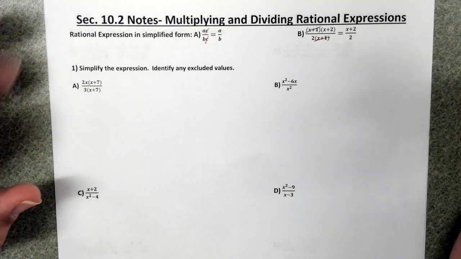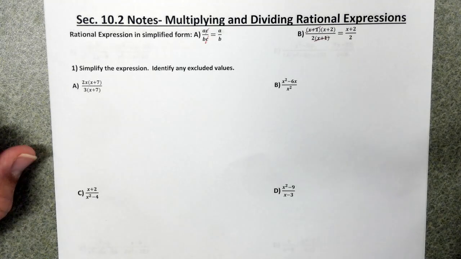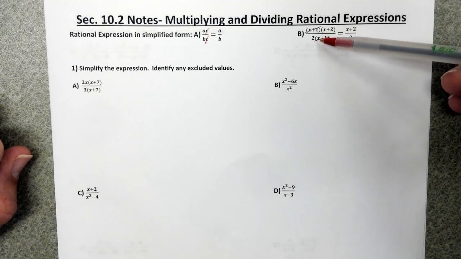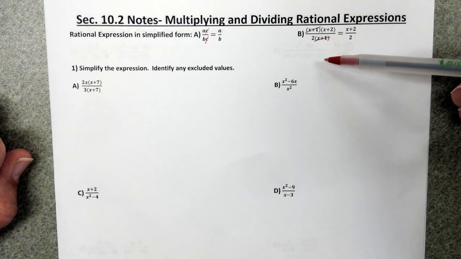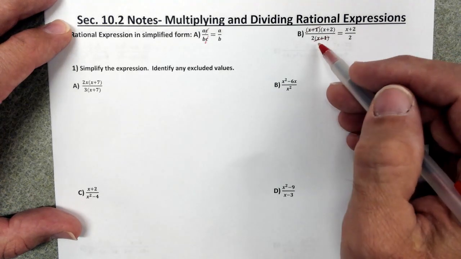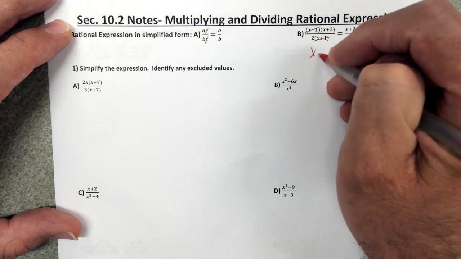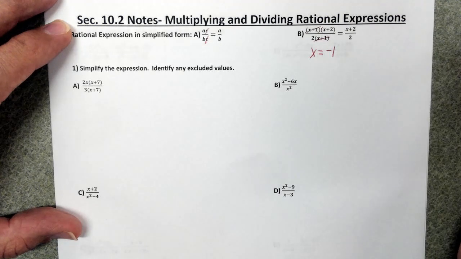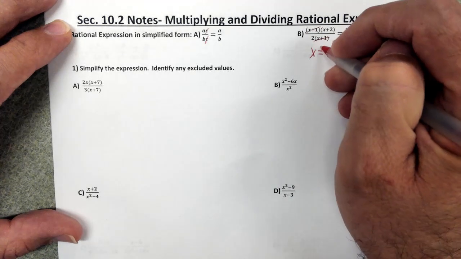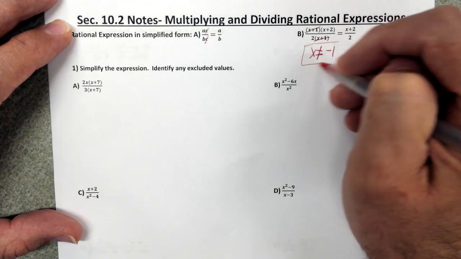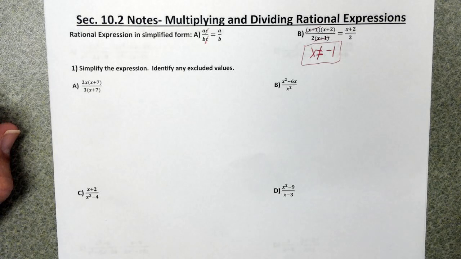Another thing we're going to have to look at on these is any excluded values, just like we did when we were graphing. Our excluded values are any value that would make the denominator 0. So in this first problem it says x plus 1. That tells us x equals negative 1 would make that 0, and you cannot divide by 0 because it leaves us undefined. So x equals negative 1 is an excluded value, so x cannot equal negative 1.